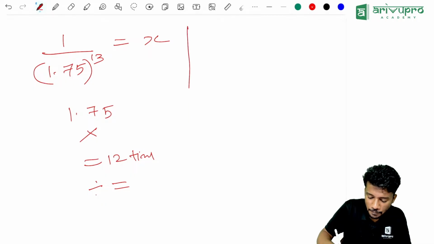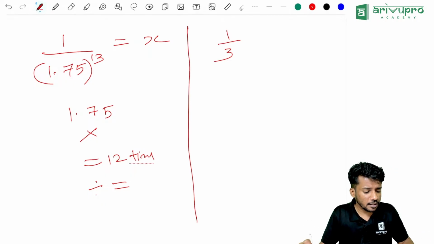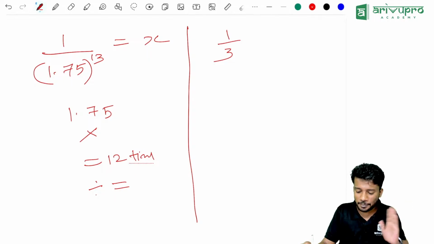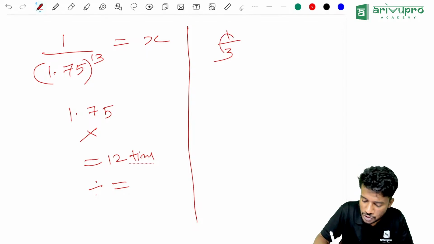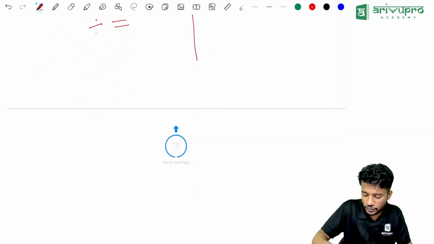Got the point? So for example, if it is like 1 by 3, type 3, then click divide equal to, you will get the reciprocal of 3, that is 1 by 3, as the answer very fast. I think you understood that, everyone. Can we go for the next one?